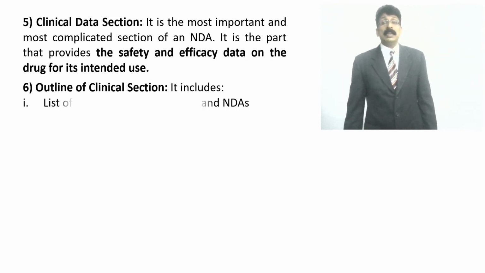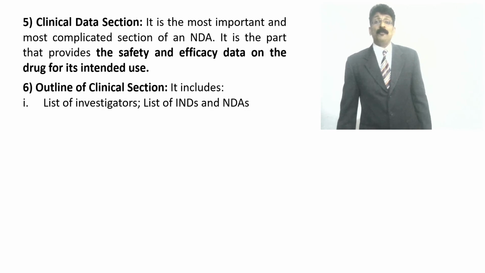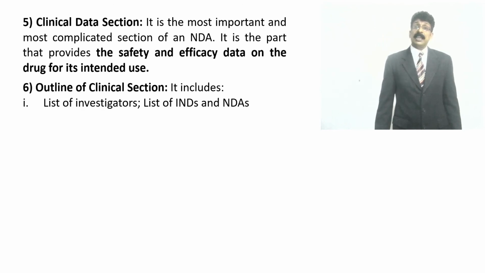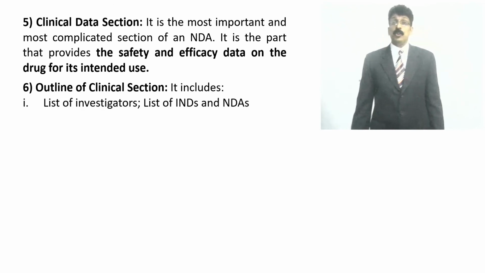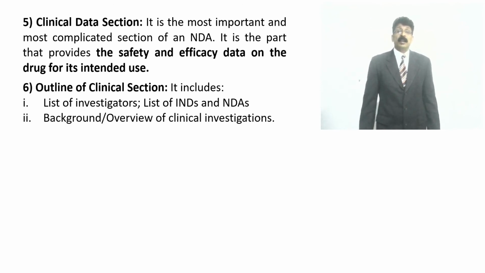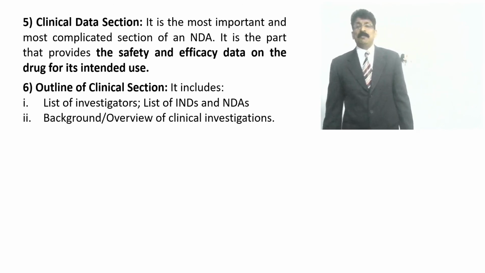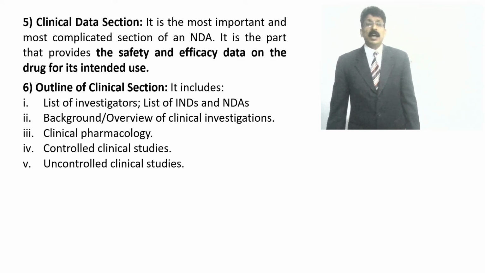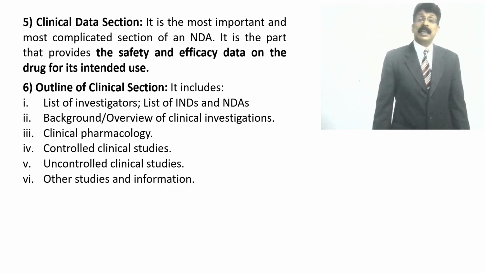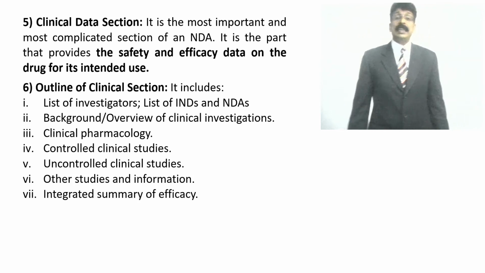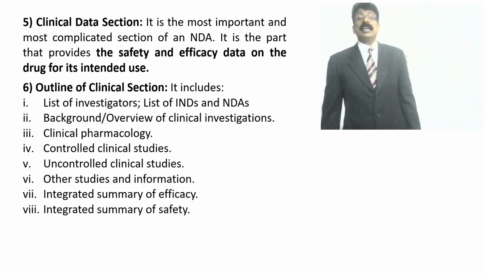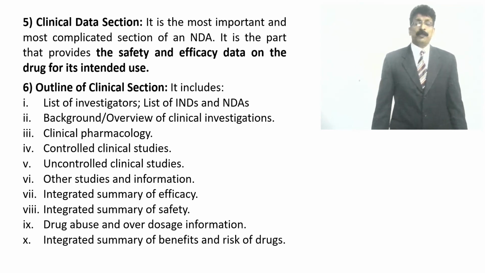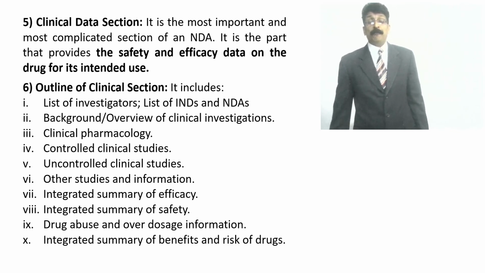Outline of the clinical section: it includes the list of investigators, list of investigational new drugs and also new drug applications, background overview of the clinical investigations, clinical pharmacology, controlled clinical study, uncontrolled clinical study, other studies and information, integrated summary of efficacy, integrated summary of safety, drug abuse and overdose information, integrated summary of benefits and risks of the drug.